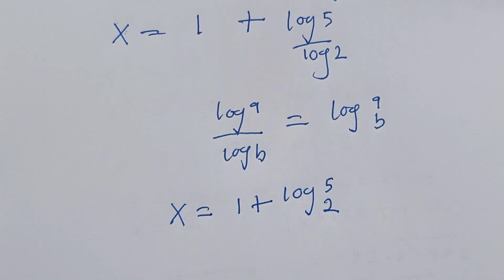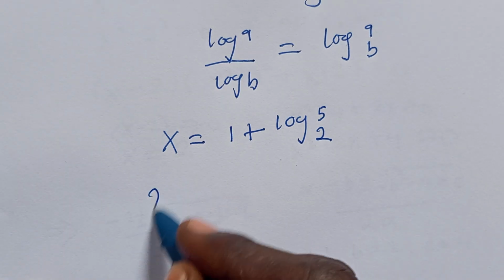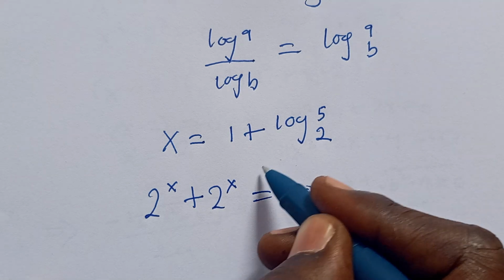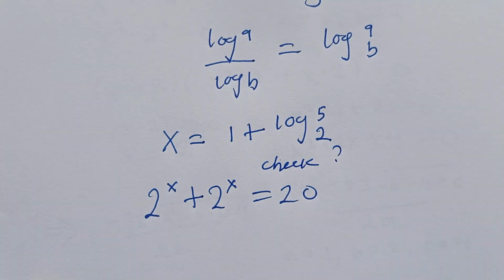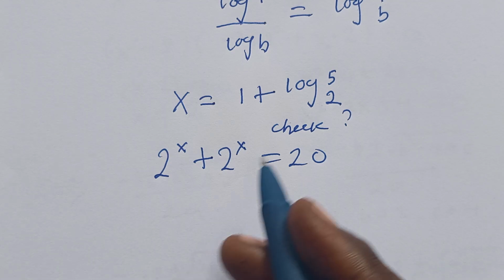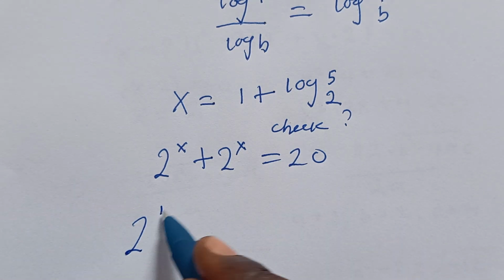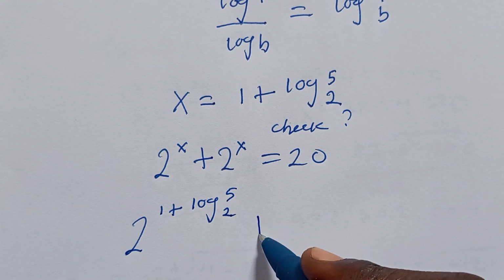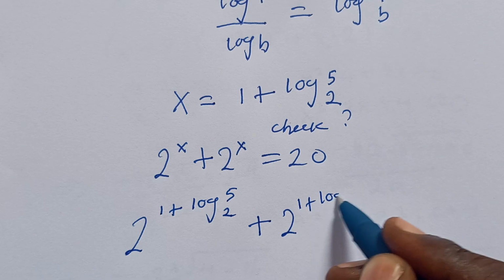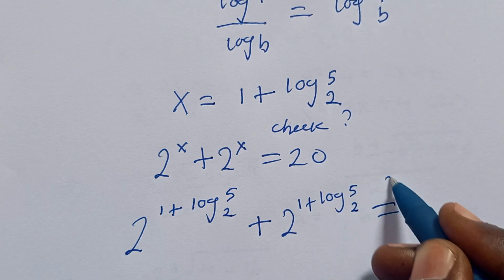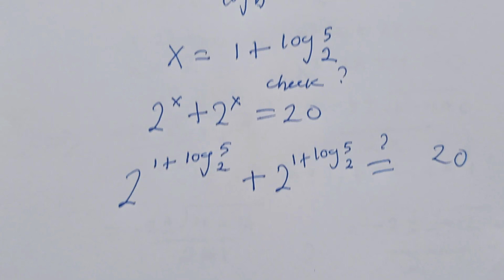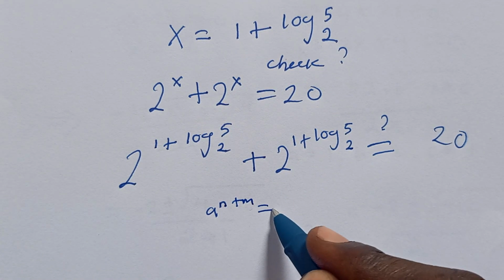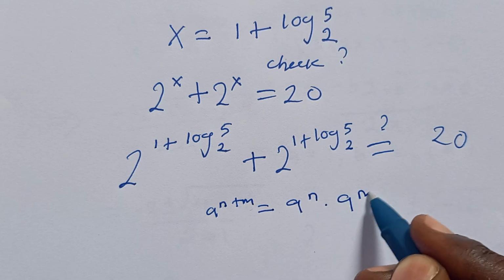So let's substitute in our equation to see if our answer is correct: 2 to the power of x plus 2 to the power of x equal 20. So let's check and see. So in checking, let's substitute the value of our x, which is 1 plus log 5 base 2: 2 to the power of (1 plus log 5 base 2) plus 2 to the power of (1 plus log 5 base 2). Is it going to be equal to 20? If that's the case, you know when we have a to the power of n plus m, it is the same thing as a to the power of n times a to the power of m.